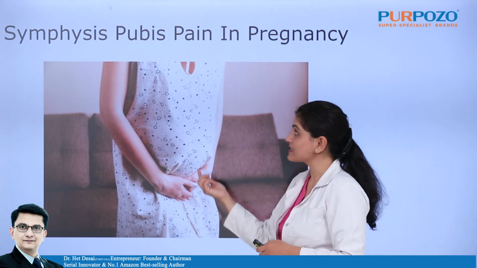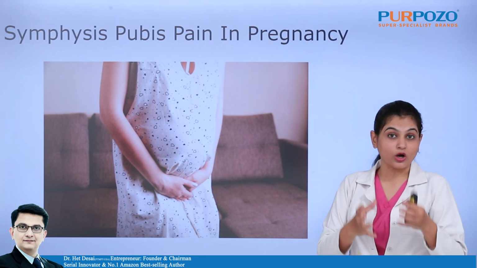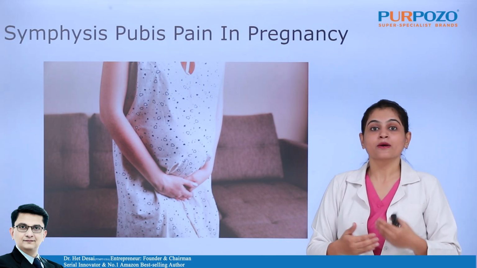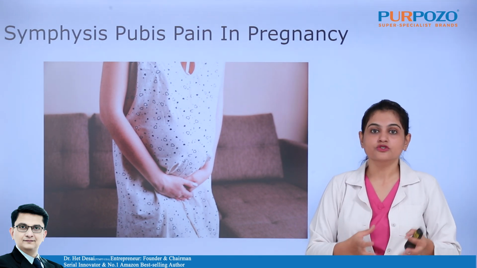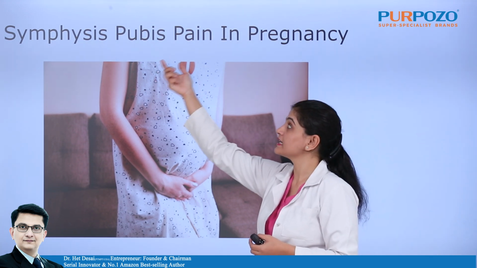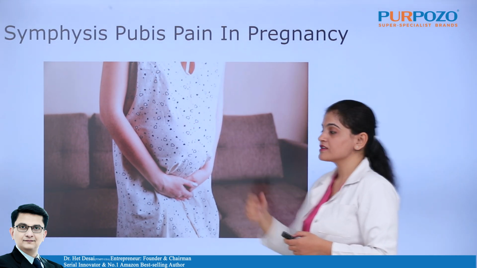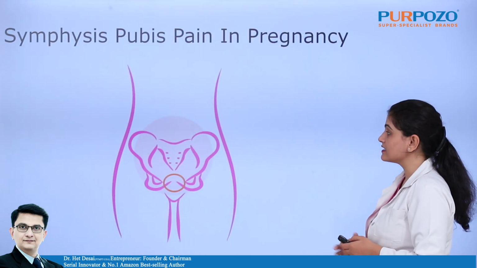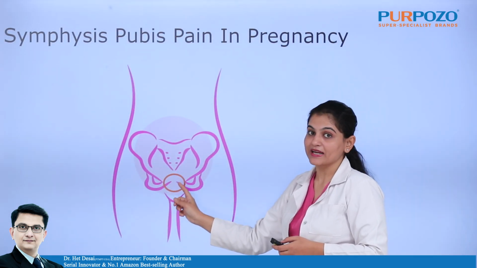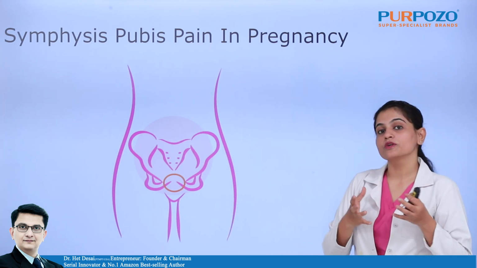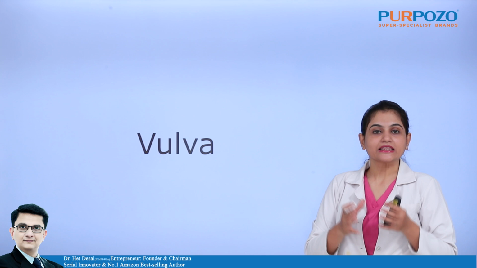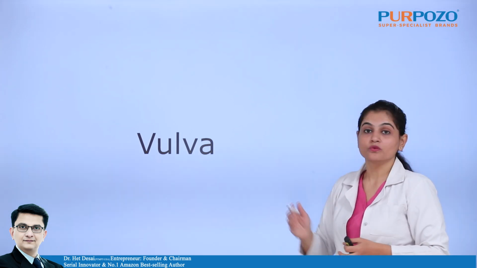Why should we understand this specific part, the Mons Pubis? Because this is the portion which many times can give pain to a female during pregnancy, which we term symphysis pubis pain. Symphysis pubis pain is a very common pain which can happen during pregnancy, and so you should be able to understand about the Mons Pubis. So, the next structure is the vulva.